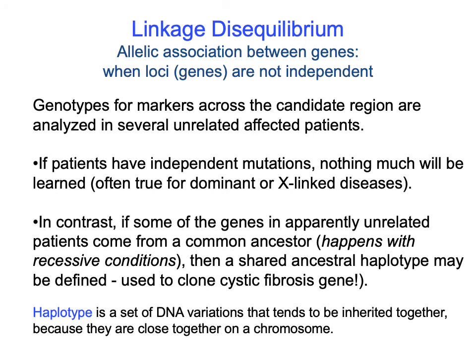So again, here's another term that crops up, haplotype, and that's just a set of DNA variations that tends to be inherited together because they're close together on a chromosome. So a haplotype would be a combination of gene X and gene Y, because gene X and gene Y are located close together on a chromosome. Okay, so what allele are you for gene X and what allele are you for gene Y? If you're going to inherit one, you're probably going to inherit both. Okay, so linkage disequilibrium and haplotypes, those are terms you're going to see in the mapping papers.